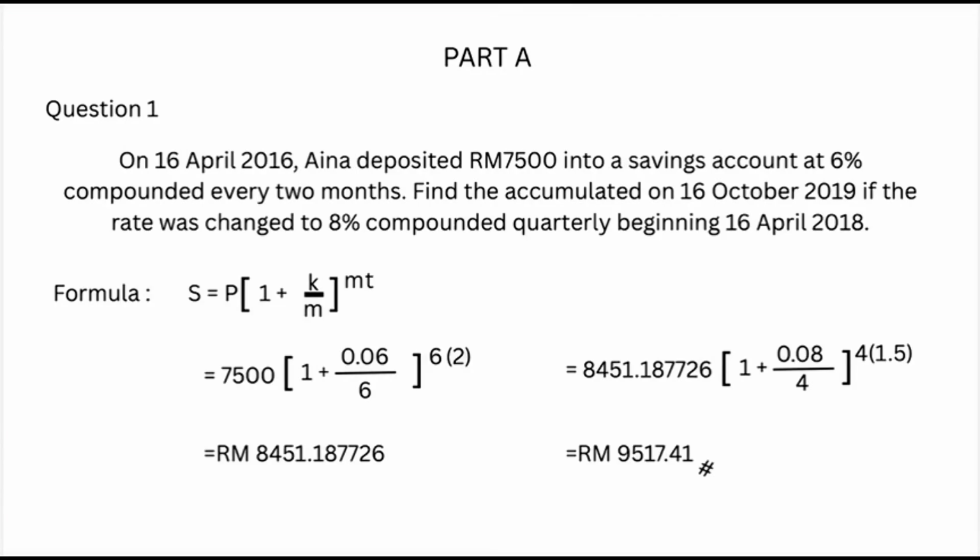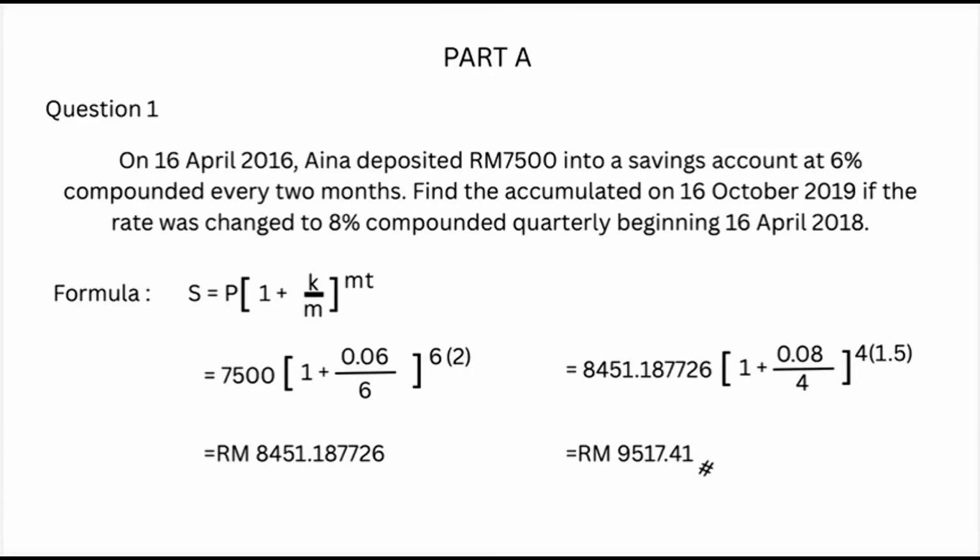So we need to find the accumulated amount on 16 October 2018, but the rate was changed to 8% beginning 16 April 2018. First, we need to find the accumulated amount for the first 2 years, because 16 April 2016 to 16 April 2018 was 2 years. So we need to use the formula S equals P times (1 plus K over M) to the power MT.